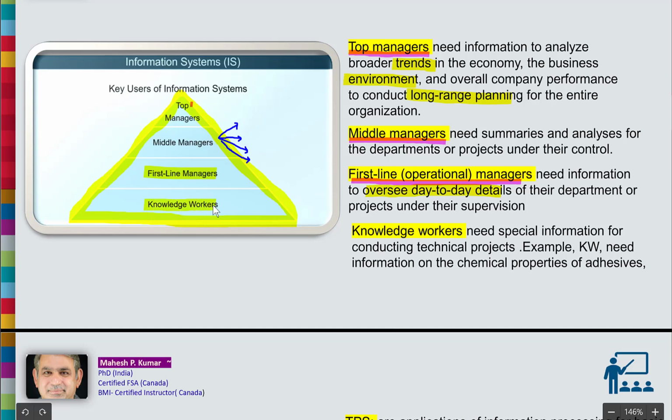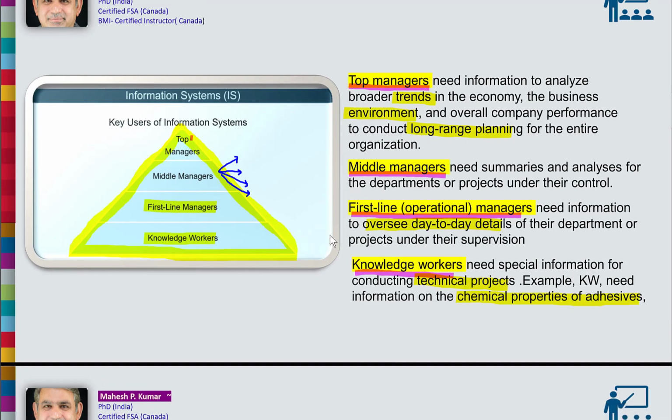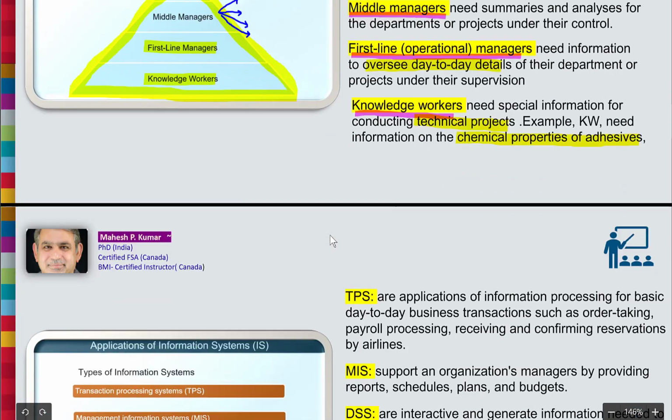And the fourth important user of information in the company is knowledge workers. Knowledge workers do some technical jobs. They have some technical projects on their hand, and they need information for that. For example, a knowledge worker would need information on chemical properties of adhesives in a company that is producing a product similar to what is mentioned here, right? So these are four key users of information systems: top managers, middle managers, first line managers, and knowledge workers.